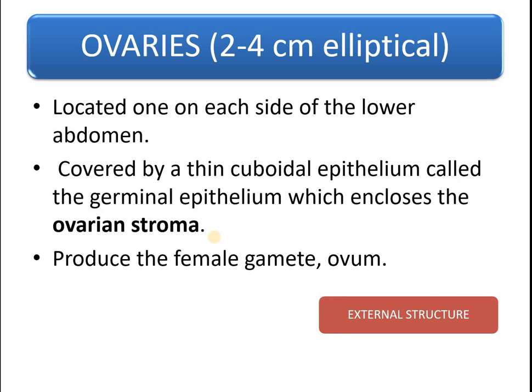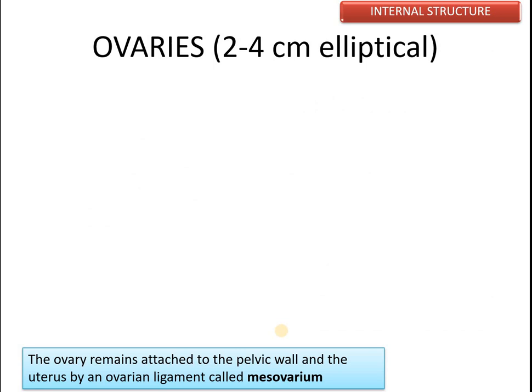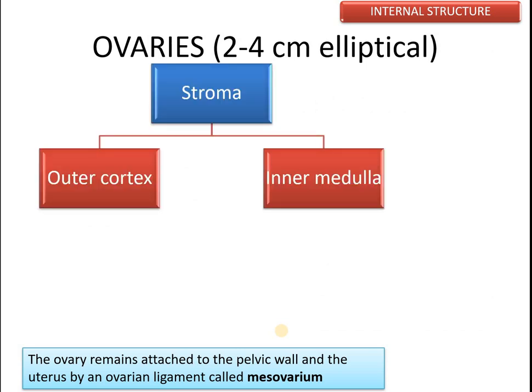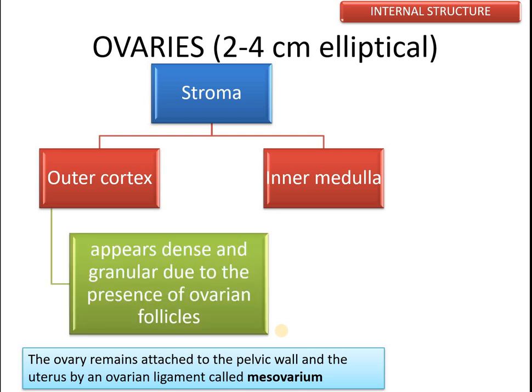They produce the female gamete called ovum. So this is about the external structure of the ovary. Now we pass on to the internal structure. The stroma has two layers. One is the outer cortex and another one is the inner medulla.